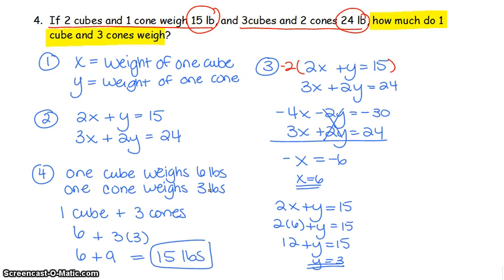What you have to do is make sure that you take that information to actually answer the question. We want to find out how much 1 cube and 3 cones weigh. 1 cube is 6, 3 cones at 3 pounds is 9, so together they weigh 15 pounds. Hopefully, you did not stop here and you actually went on to answer the question. So make sure that you reread the question and make sure that you've actually answered what they were asking for.